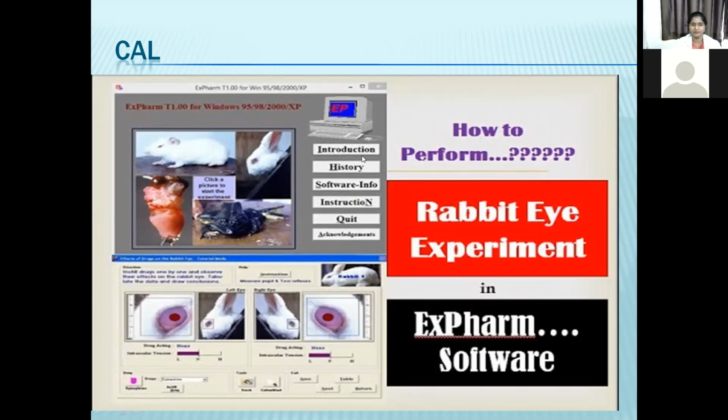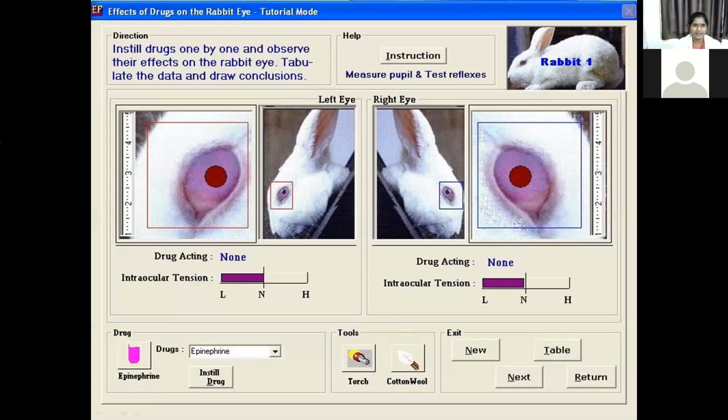In this screen, we can get introduction, history, software. If we click on introduction, we will get introduction and install. If we click on instructions, we will get instructions on how to do the practical. Another option is also there, the tutorials option. When we click on the tutorials option, we get a screen like this.